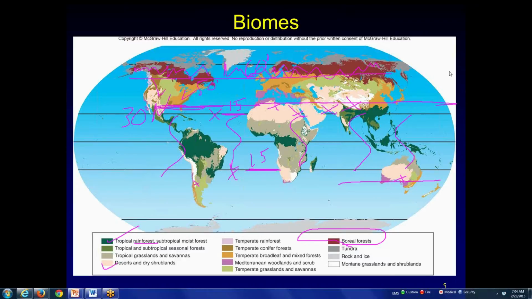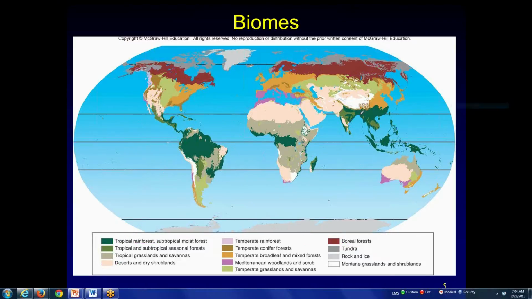It's a good little picture to study. Let me get rid of all my markings. I want you to just kind of take it in. If you need to pause this lecture for a second, just kind of get a good idea of where the world's biomes are located. You'll get a pretty good idea of the big picture.